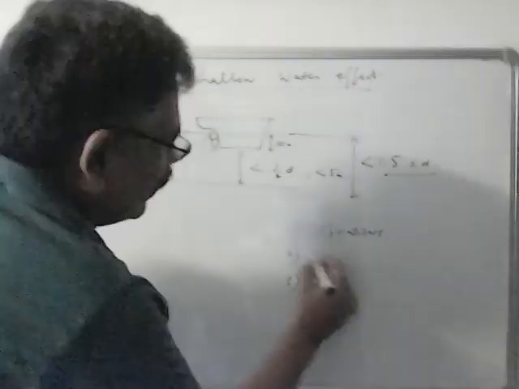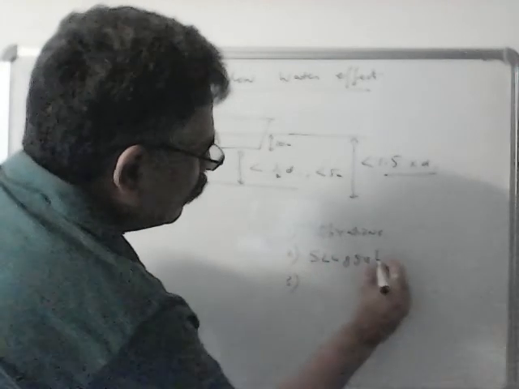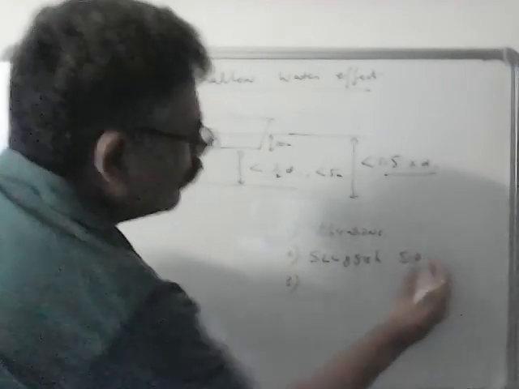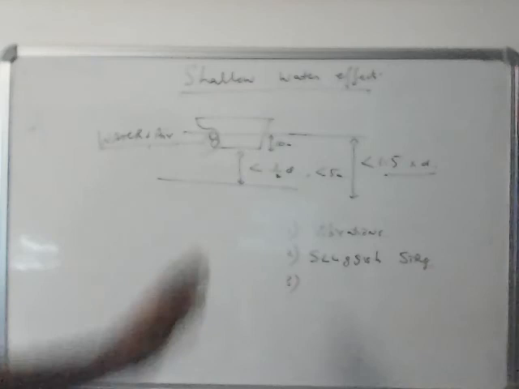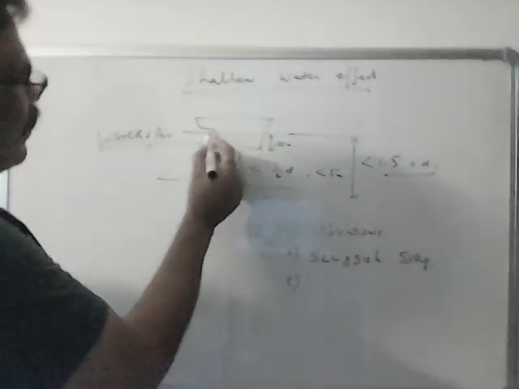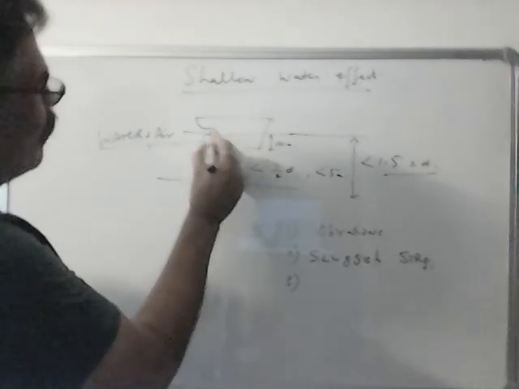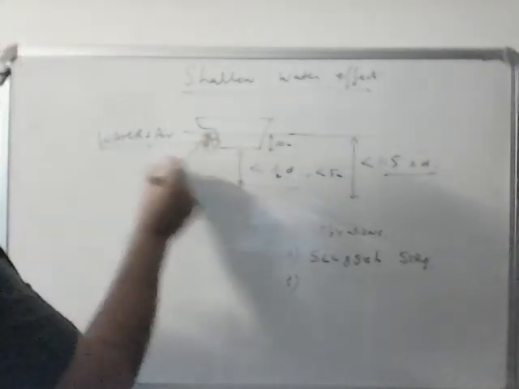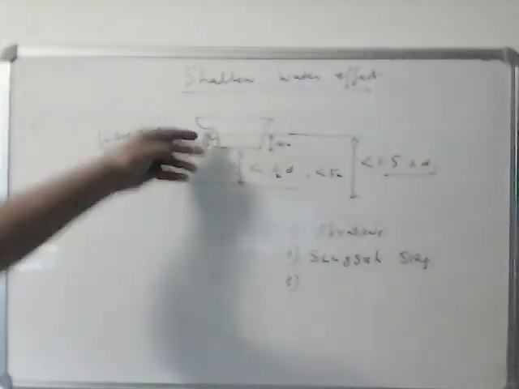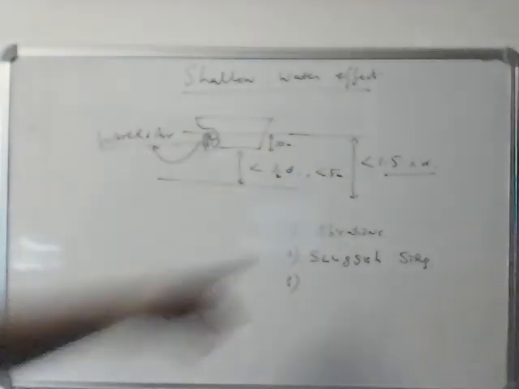Other would be sluggish steering. That means whenever you give a helm, the ship responds very slowly, because the rudder is also in a partial vacuum. So there is less water here. There's a mixture of water and air. So sluggish steering.